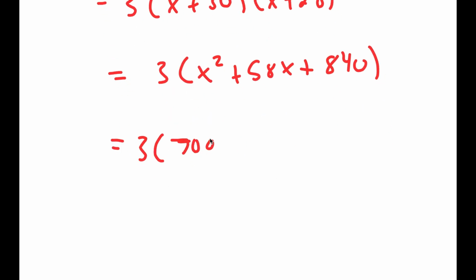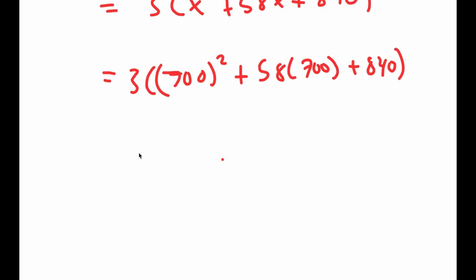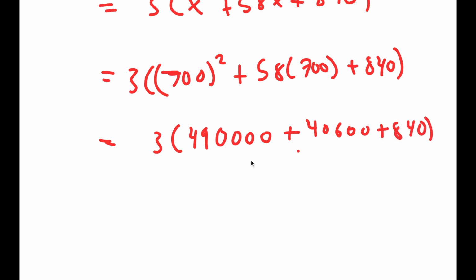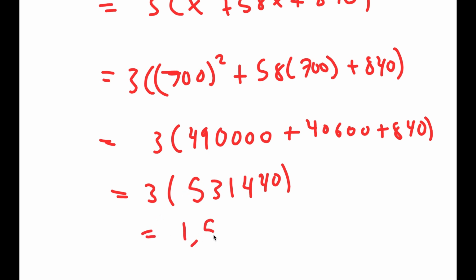So I get 3 times 700 squared plus 58 times 700 plus 840, which is equal to 3 times 490,000 plus 40,600 plus 840, which is equal to 3 times 531,440, which is equal to 1,594,320.